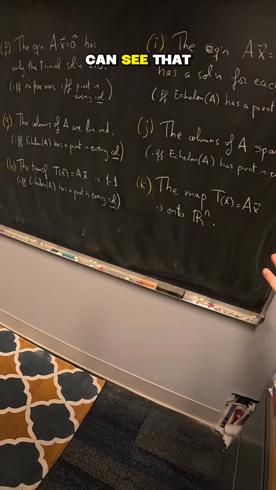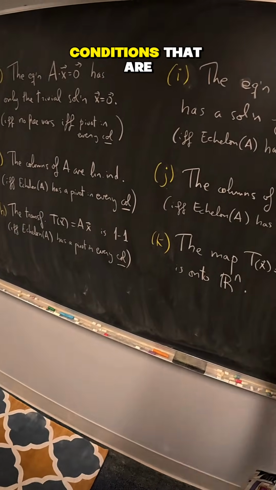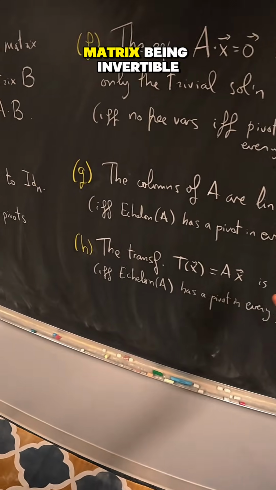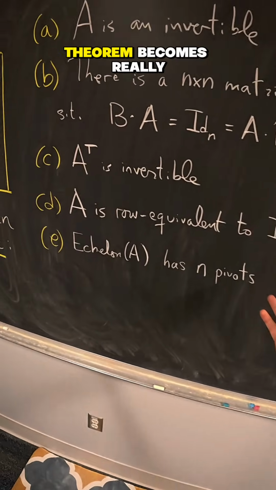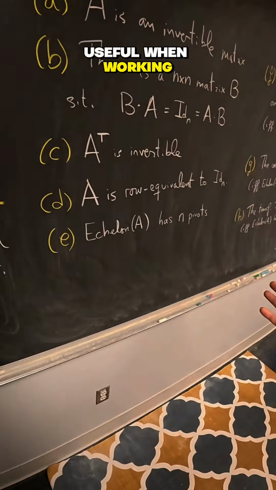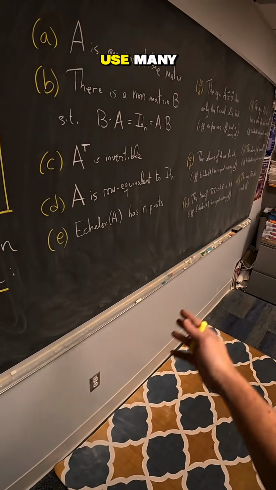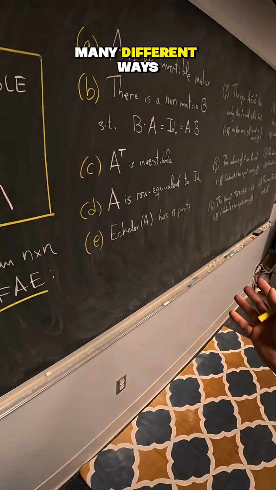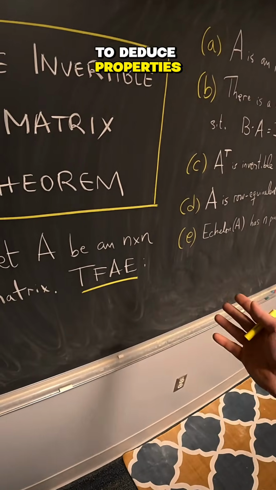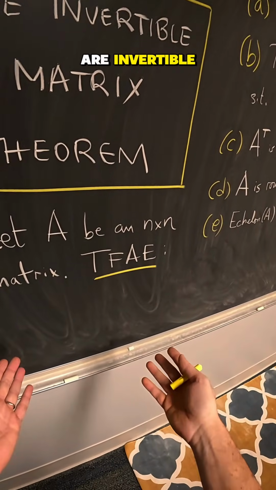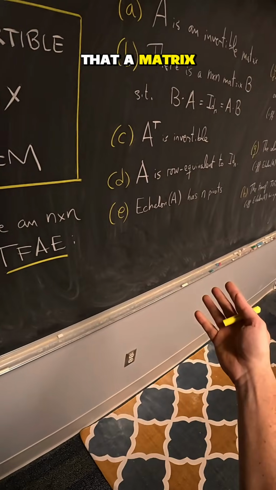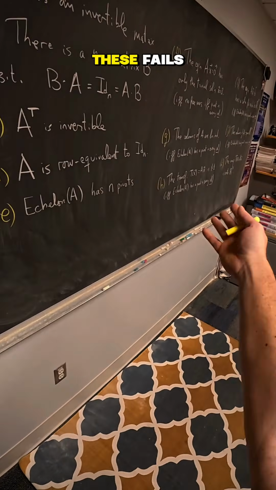And so you can see that there are so many conditions that are equivalent to a matrix being invertible that this theorem becomes really useful when working with matrices, because we can use many different conditions in many different ways to deduce properties of matrices that are invertible, or to prove that a matrix is not invertible because one of these fails.